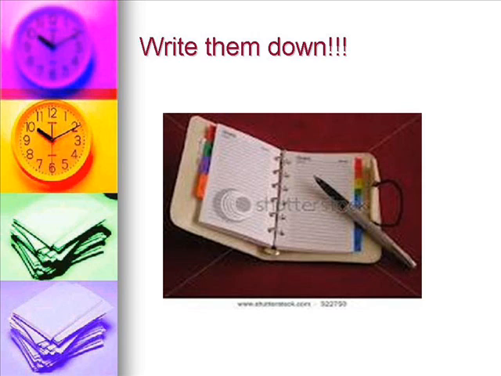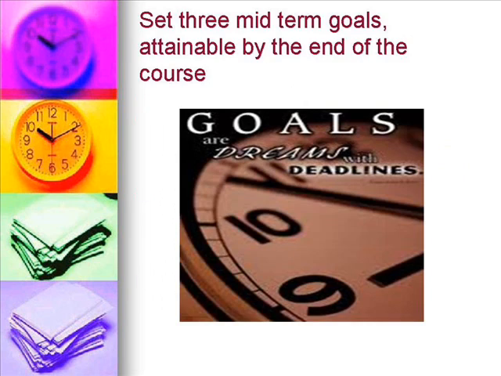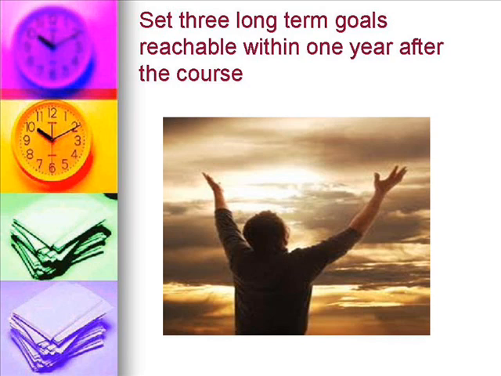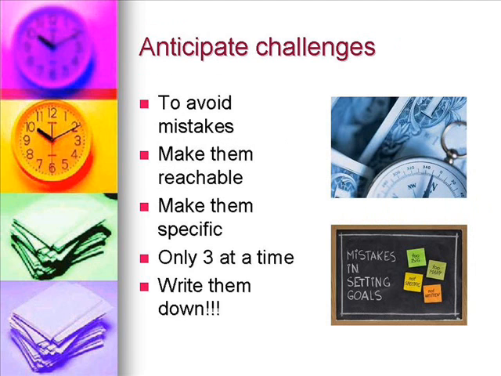A dream becomes a goal. Success makes it reality. 3 short-term goals, attainable in 1 week. 3 mid-term goals, attainable in a 3-month period. 3 long-term goals to be monitored by the student and achieved after course completion. Remember your time frame and keep your goals reachable. Write each goal down.